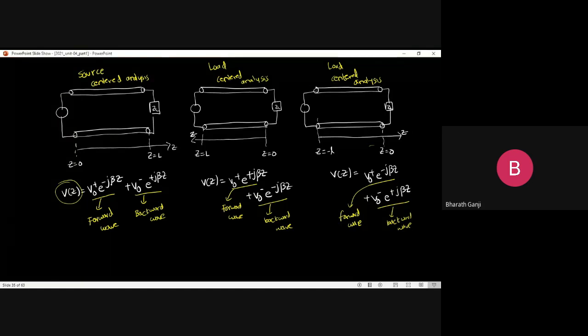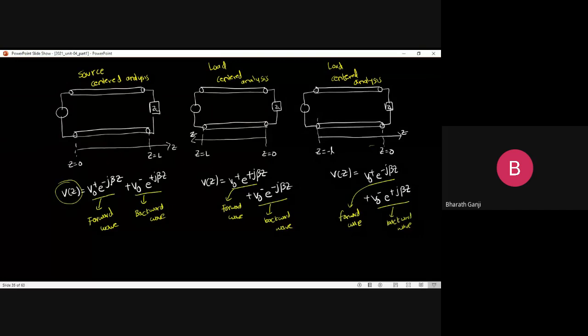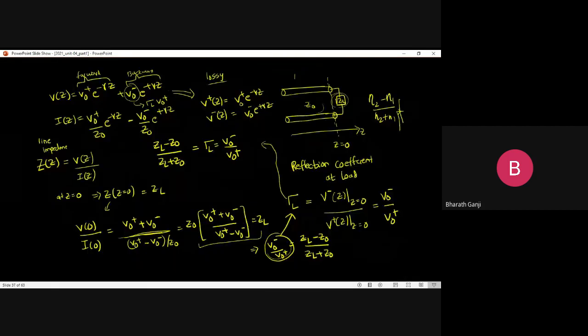I think in the last session we were talking about various relationships of this transmission line. Till now, in the last class we ended up finding a relationship between this V naught minus and V naught plus. So let me rephrase.